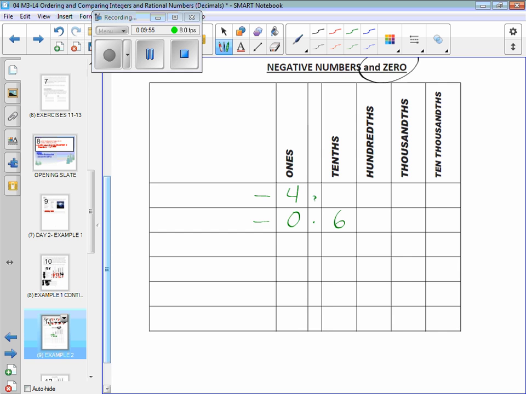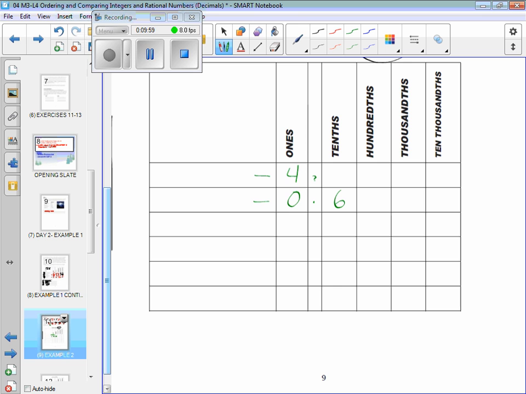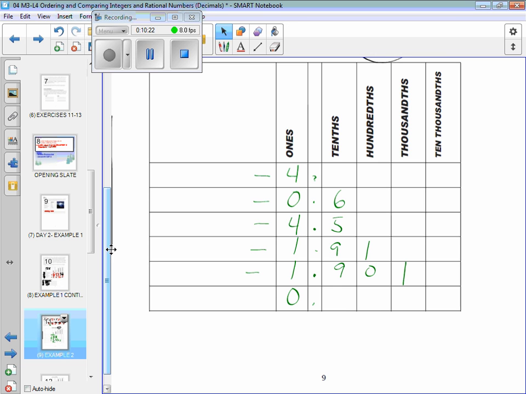Just make sure my order is right here, because I have it here. Yep, we're good. Negative 4.5. Negative 1.91. And negative 1.901. And then don't forget 0. Okay, annex zeros, ready? Got to carry it all the way out to thousandths.